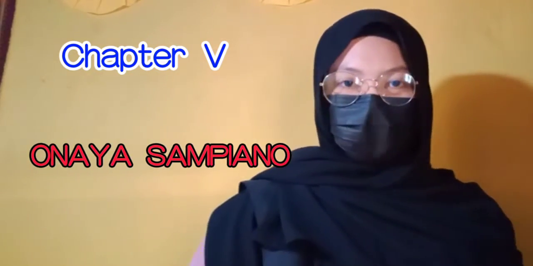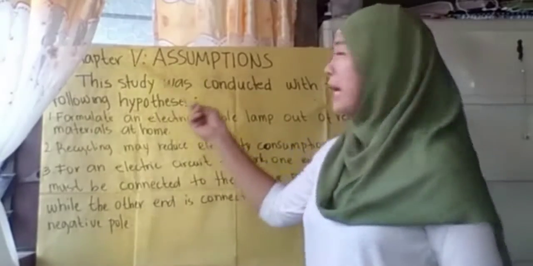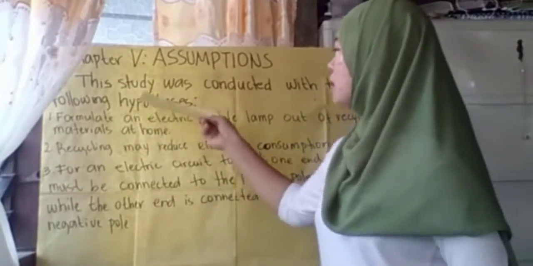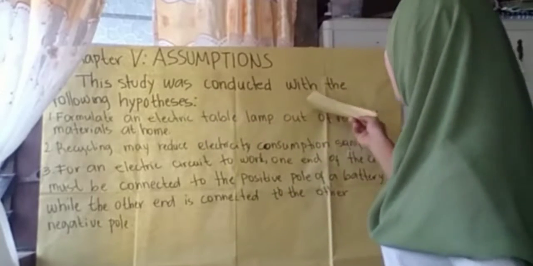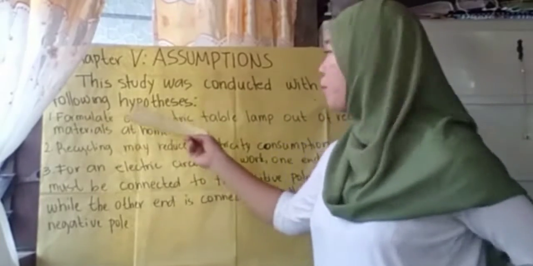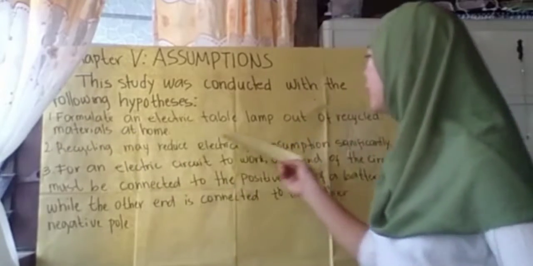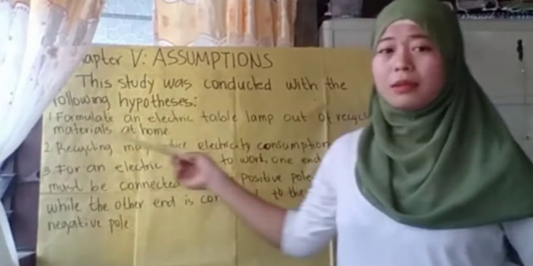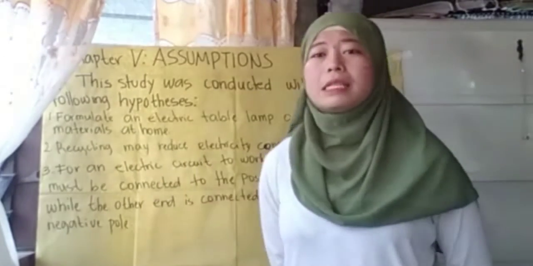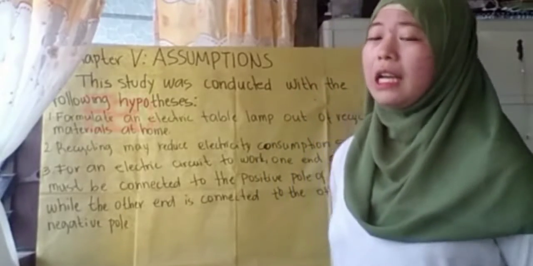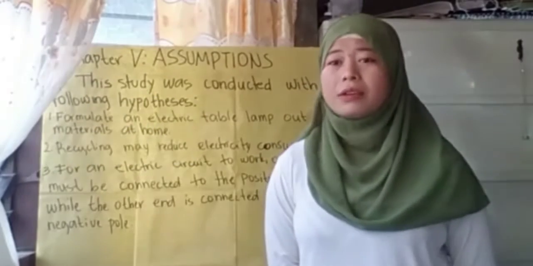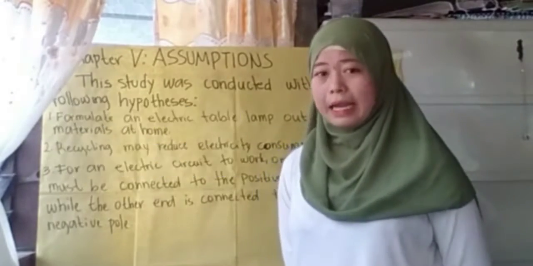So let's proceed to the next chapter, the chapter 5, that will be discussed to you by Sampiano. Chapter 5, Assumptions. This study was conducted with the following hypotheses. The number 1 is formulate an electric table lamp out of recycled materials at home. Ibig sabihin nito, gumawa ng isang electric table lamp mula sa mga recycled na materials sa bahay.